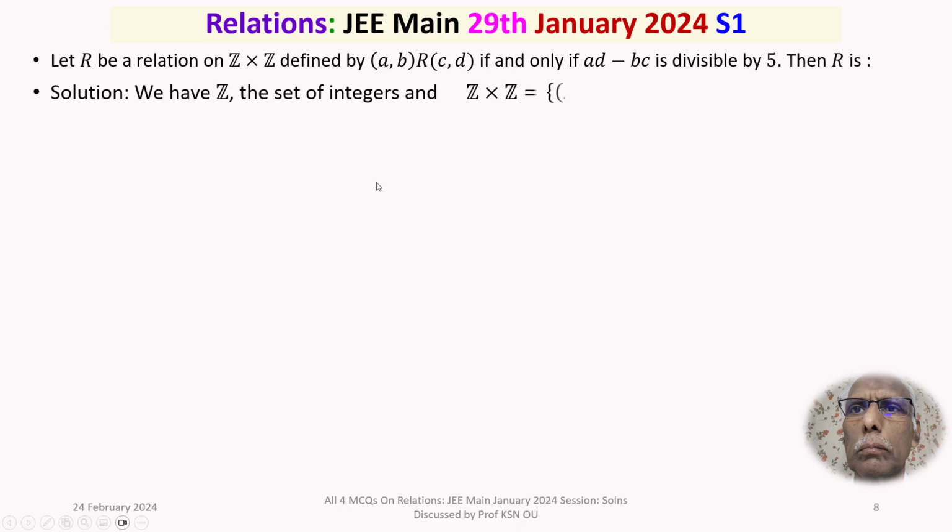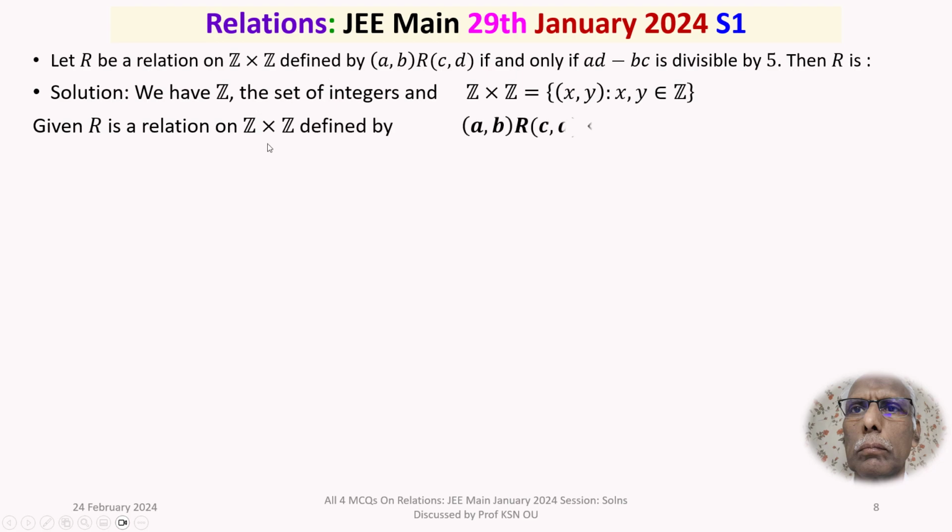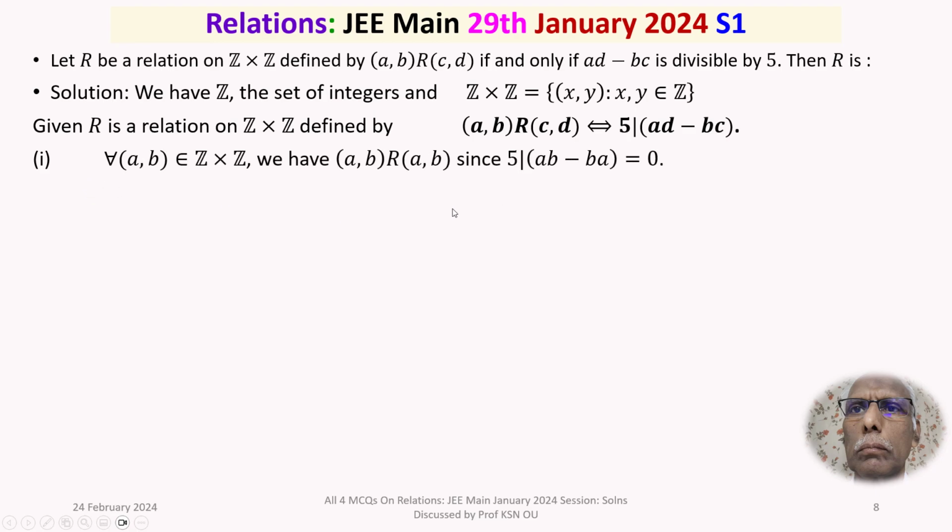We have Z, the set of integers, and we have Z cross Z, the set of all ordered pairs x comma y, where x, y belongs to Z. Now, how is capital R defined? Given R is a relation on Z cross Z defined by A comma B related to C comma D by the relation capital R if and only if 5 divides AD minus BC. So first we see whether it is reflexive or not.